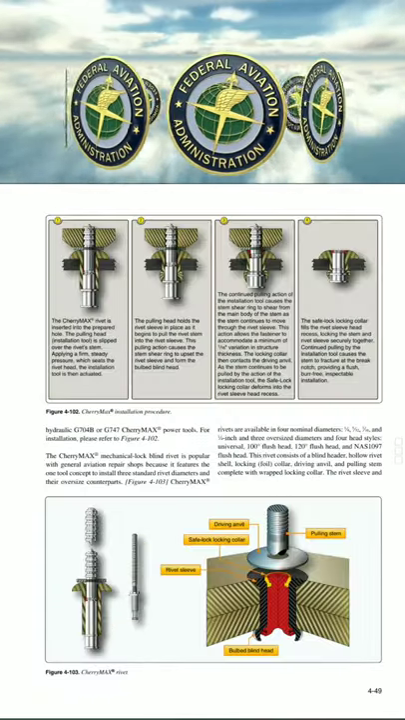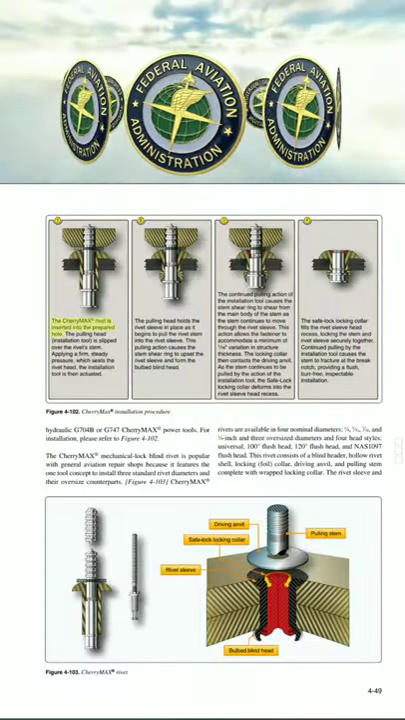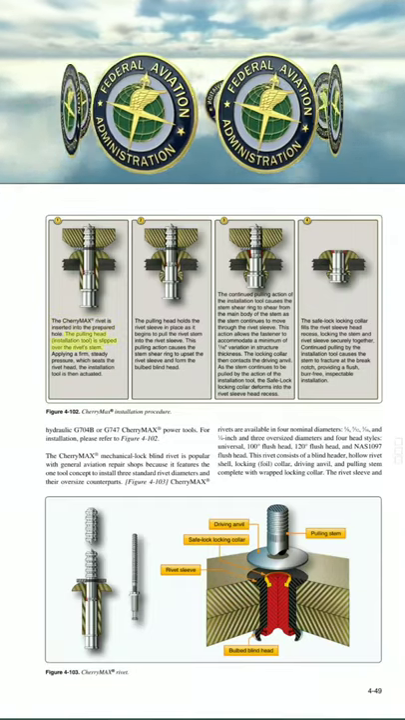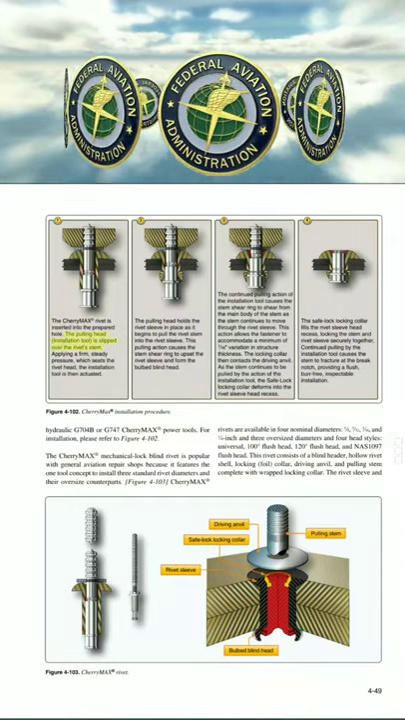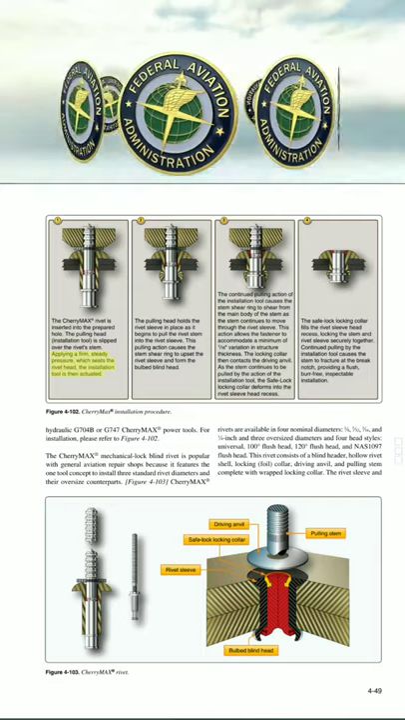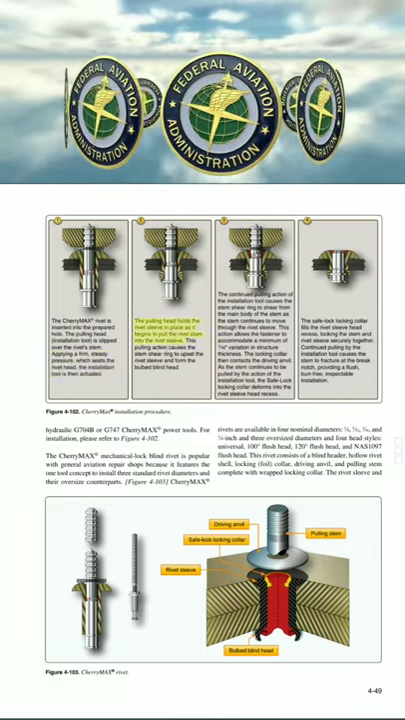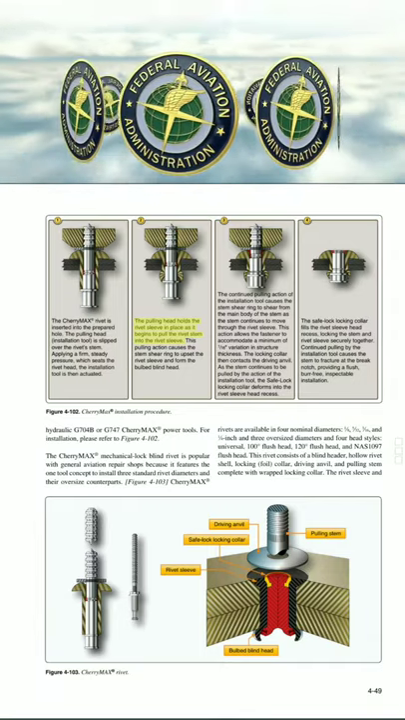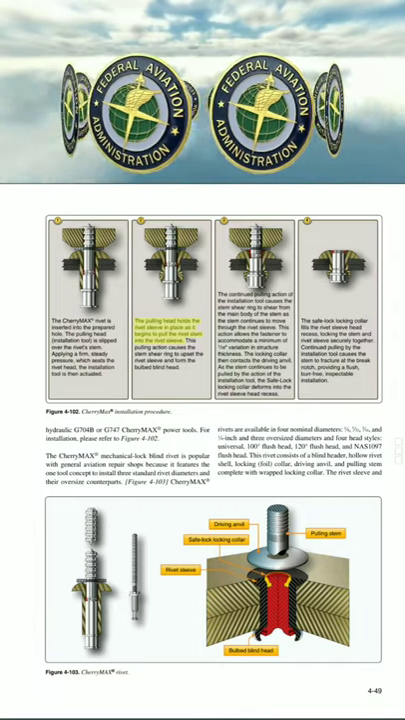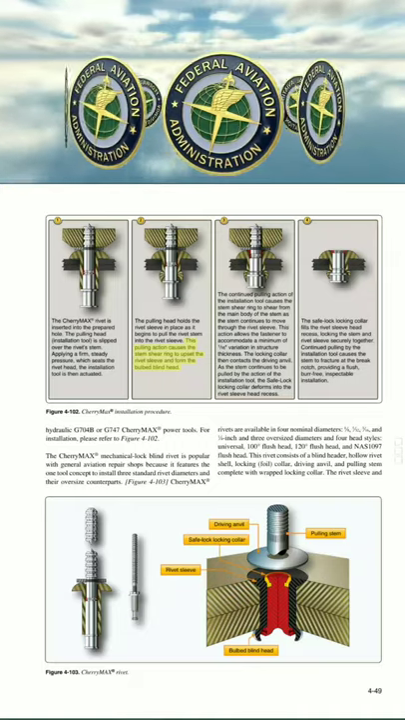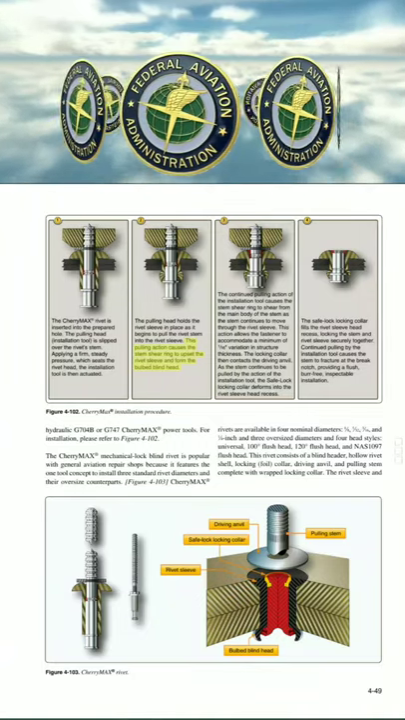4-48. The Cherimax registered rivet is inserted into the prepared hole. The pulling head, installation tool, is slipped over the rivet stem. Applying a firm, steady pressure, which seats the rivet head, the installation tool is then actuated. The pulling head holds the rivet sleeve in place as it begins to pull the rivet stem into the rivet sleeve. This pulling action causes the stem shear ring to upset the rivet sleeve and form the bulk blind head.